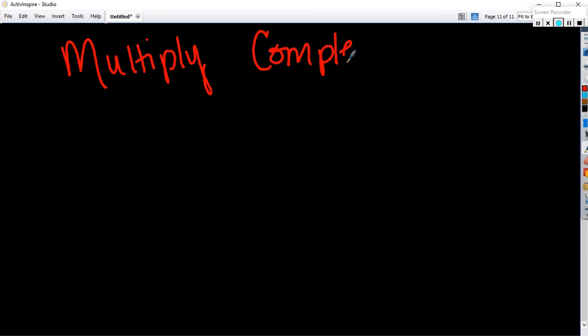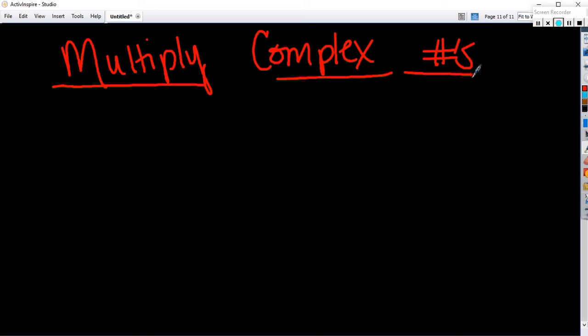Yesterday we did addition, subtraction. Today we're going to multiply and divide. So we'll multiply first, multiplying complex numbers. Before we multiply complex numbers, let's talk about what happens with these i's when we start multiplying.